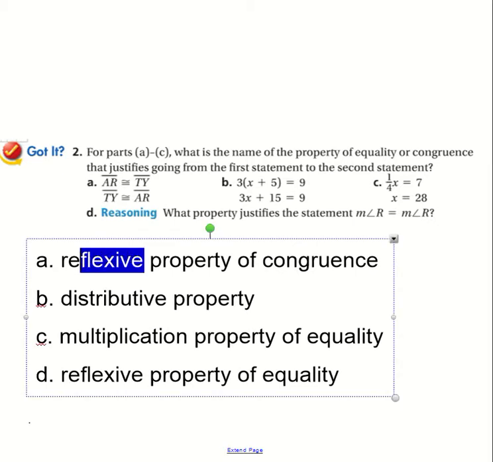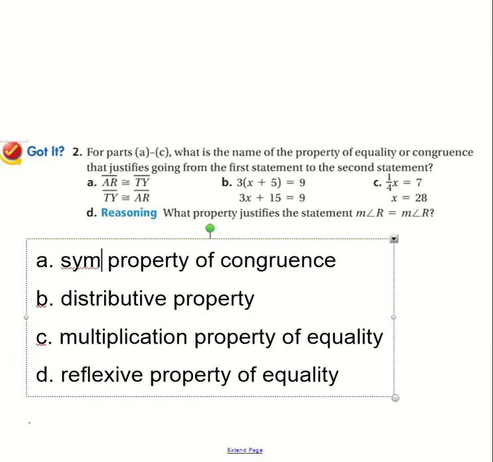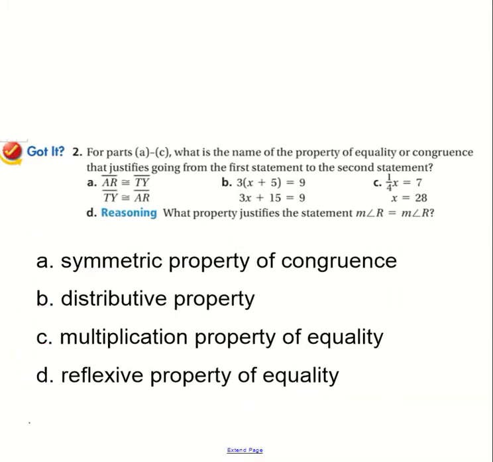Sorry, that should say the symmetric, not the reflexive. Glad I got that one. It's a symmetric property of congruence. B is the distributive property. C is the multiplication property of equality. And D shows the reflexive property of equality.